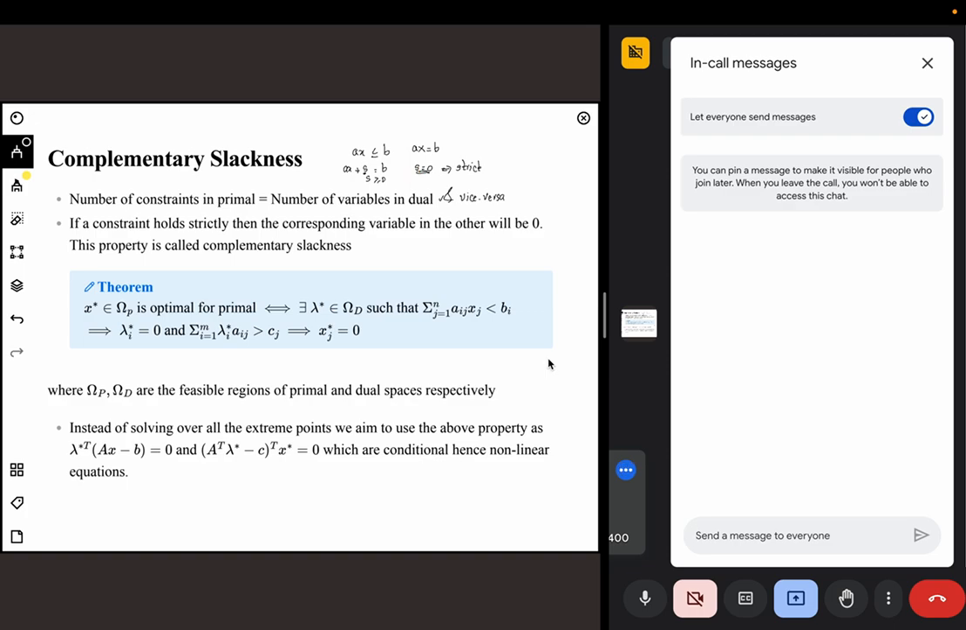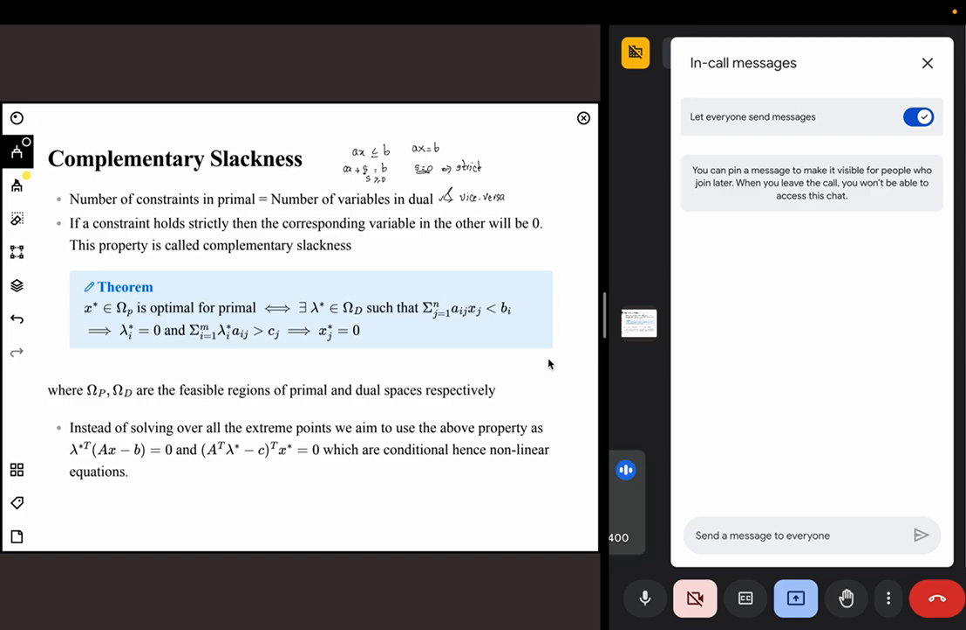What is this s? This s is basically my variable in the dual space, right? So that is what this particular statement says. That is the entire thing of the complementary slackness. So if the variable here strictly holds, then the constraint will be 0, and the reverse. If the variable in the dual space strictly holds, then the constraint in the primal space will be 0.